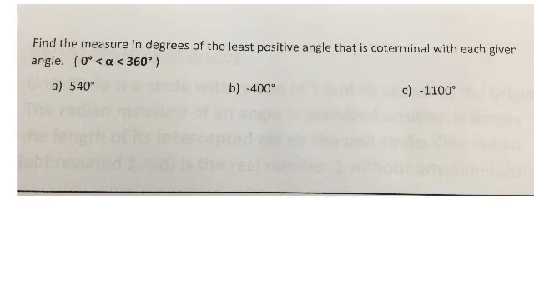Okay, these tell me to find the measure in degrees of the least positive angle. So it has to be positive, but we want the smallest possible positive angle that is coterminal with the given angle. So when I start at 540, 540 is already positive, but it could be too positive, right? Because there could be an even smaller positive coterminal angle. So I would go 540 minus 360 to get 180.